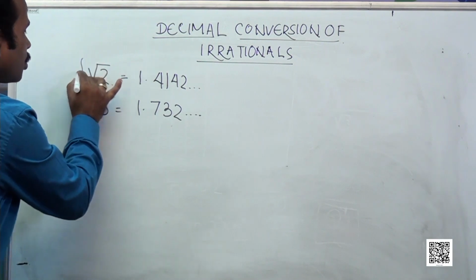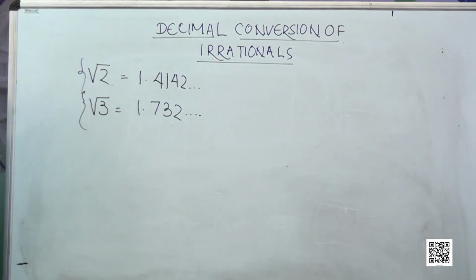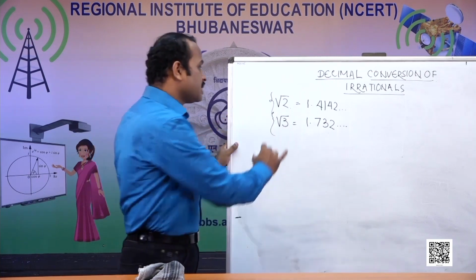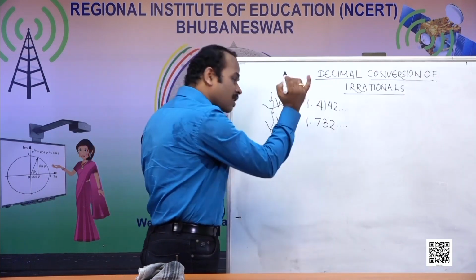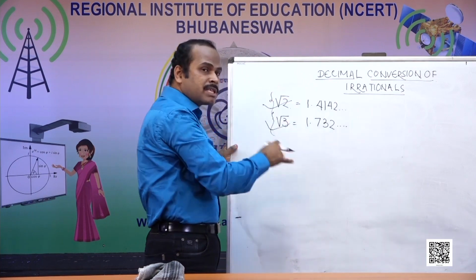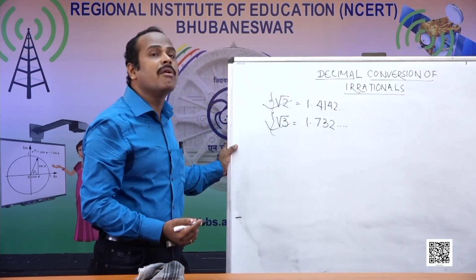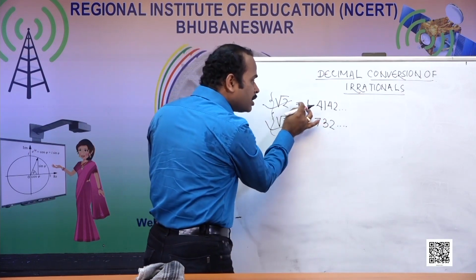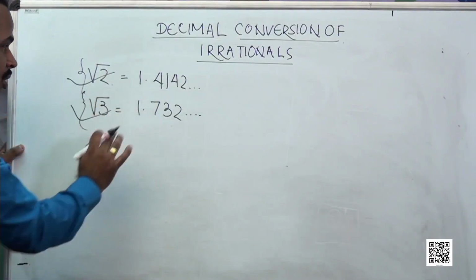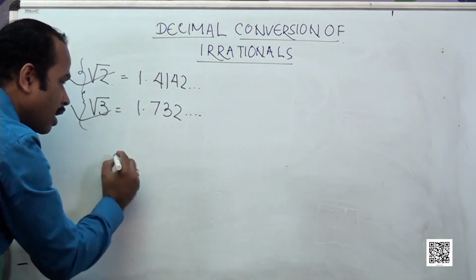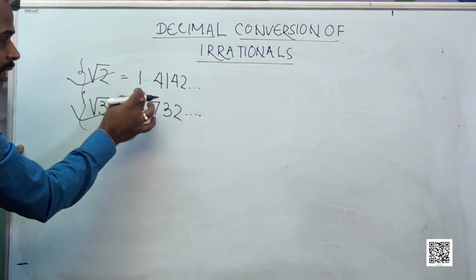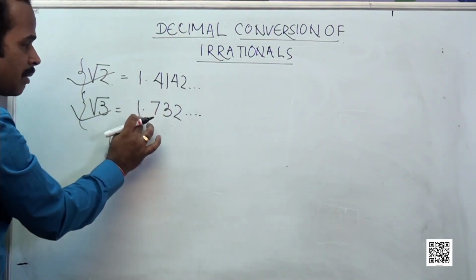Between root 2 and root 3, suppose I have to find more irrational numbers. This is an irrational number and this is also an irrational number, but between them I have to find some more irrational numbers. So how will I find them? I have to find a number which is more than root 2 but less than root 3. Here root 2 is 1.41 and root 3 is 1.73.